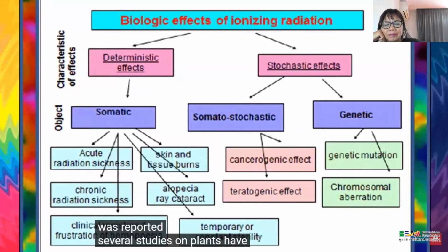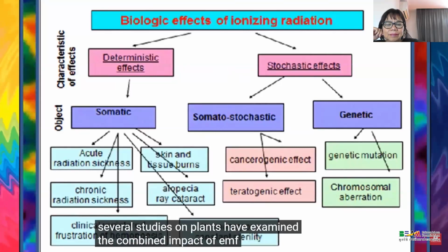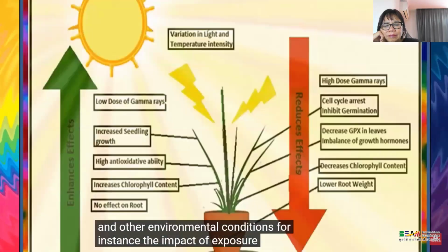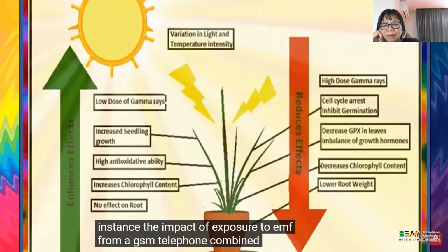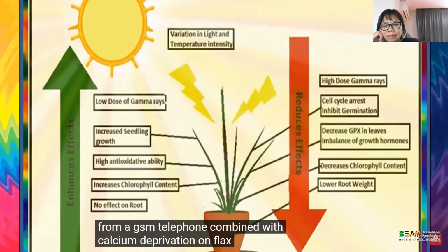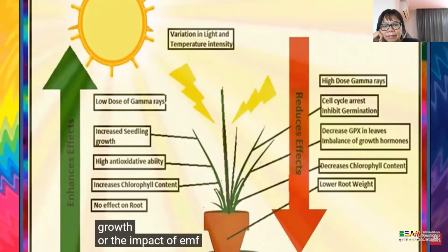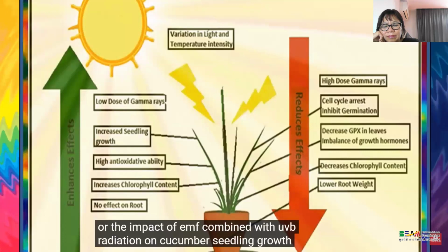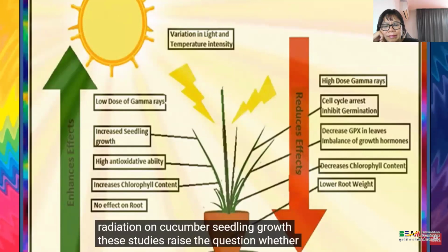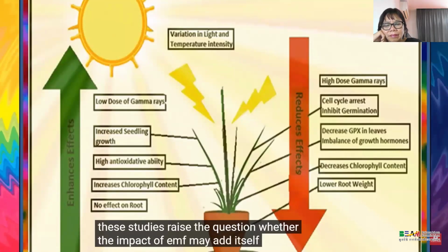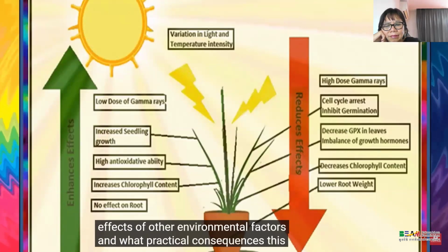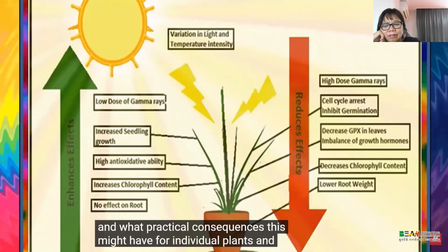Several studies on plants have examined the combined impact of EMF and other environmental conditions, for instance the impact of exposure to EMF from a GSM telephone combined with calcium deprivation on flax seedling growth, or the impact of EMF combined with UVB radiation on cucumber seedling growth. These studies raise the question whether the impact of EMF may add itself to the effects of other environmental factors and what practical consequences this might have for individual plants and ecosystems.